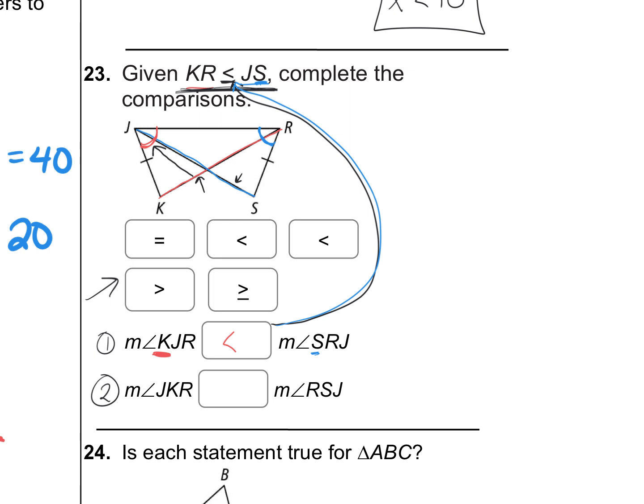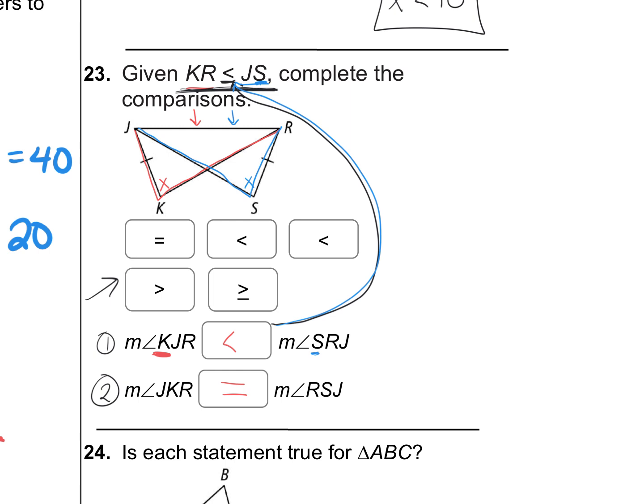The bottom one, let me erase my picture for a second. This bottom one is comparing the angle JKR, which is here, and RSJ, which is here. Again, I'm going to base it off of its sides. Here's this angle. Do you agree the side across from it is this one? Same thing with this one. Do you agree the side across from this angle is also this one? So what do we know about those two angles? They should be equal. Yep, since they share the same side, they have equal side lengths. Sorry, they have equal angle measures.